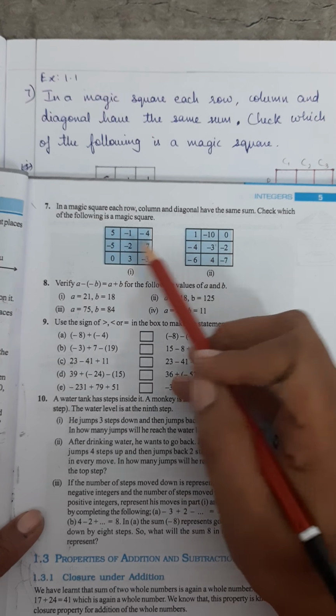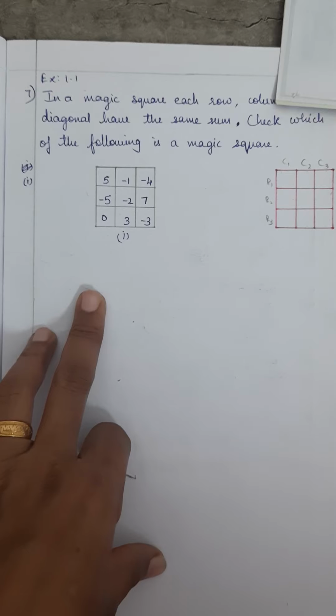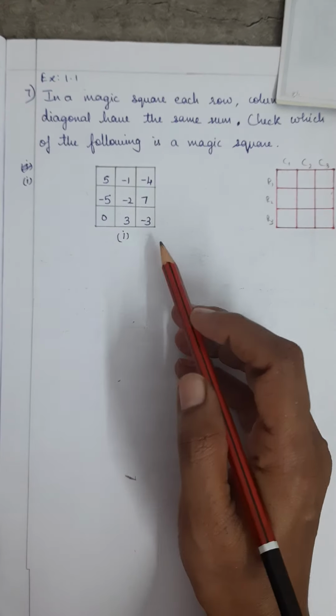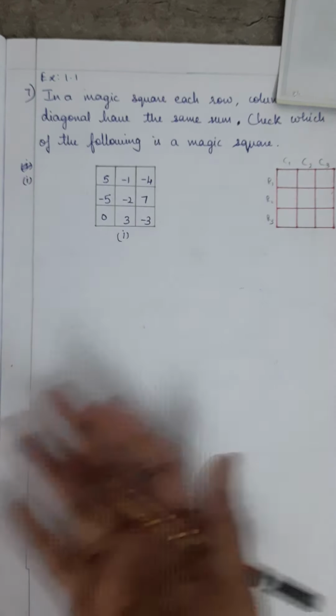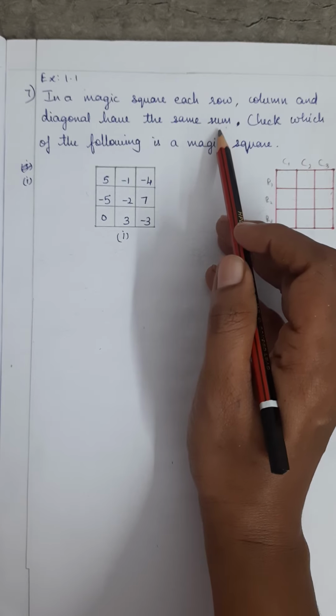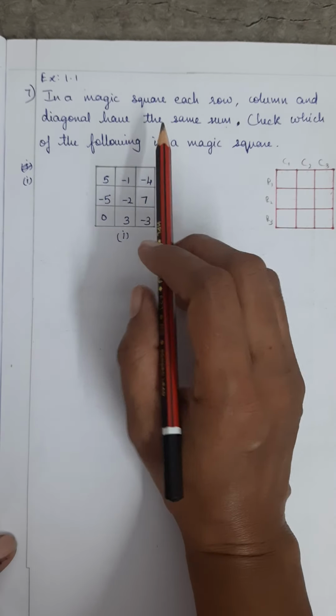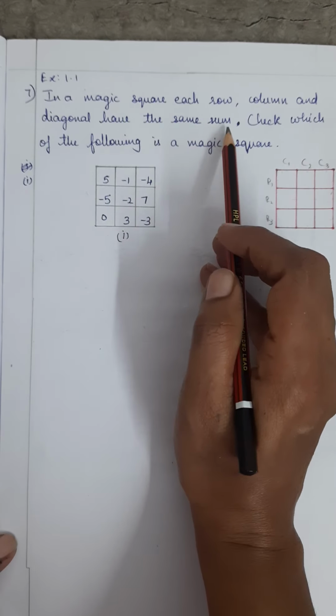Okay, so I've drawn the first one here. So this is the first one, and we need to find out whether this is a magic square or not. That's what the question is. But what is the clue given? How can we know whether it is a magic square or not? The hint is each row, column and diagonal have the same sum. Sum means the total, the total of addition. So each row, column and diagonal have the same sum.